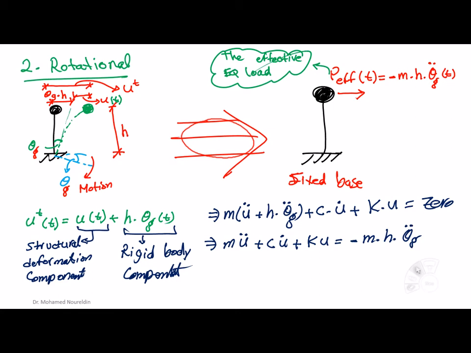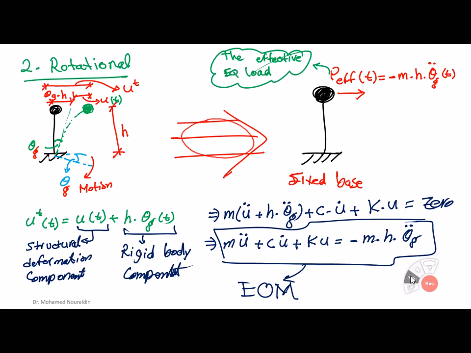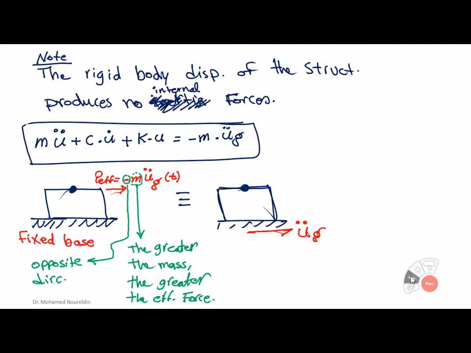G, the ground acceleration. This is our equation of motion for the rotational case. So we have two cases here. We have two cases. Okay?